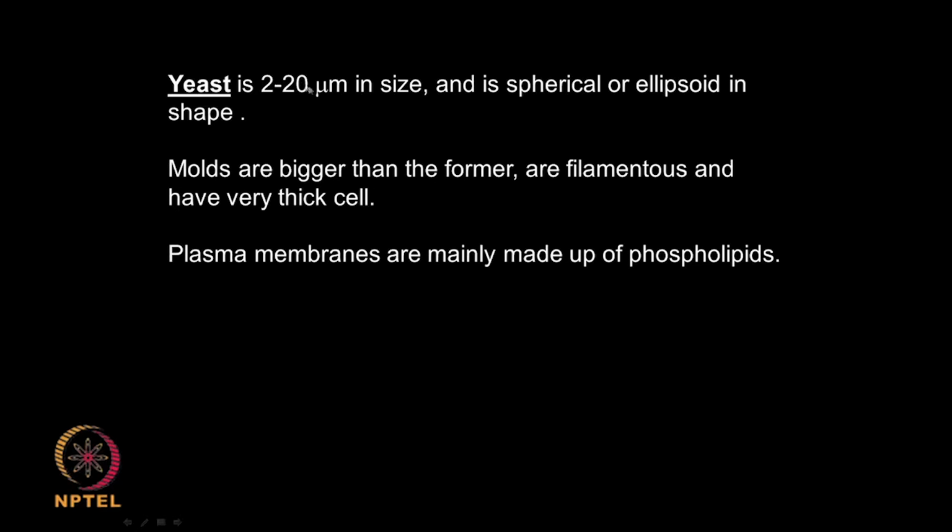Now yeast, if you take, they are much larger in size. They are about 2 to 20 micron in size and they are spherical or ellipsoidal, unlike the other bacteria. Molds are very big, and sometimes filamentous also, and they have a thick cell wall. Filamentous organisms will create a lot of problems, especially in homogenizers or French press, where you have a very small nozzle, because these filamentous organisms may block those nozzles. Plasma membranes are mainly made up of phospholipids.